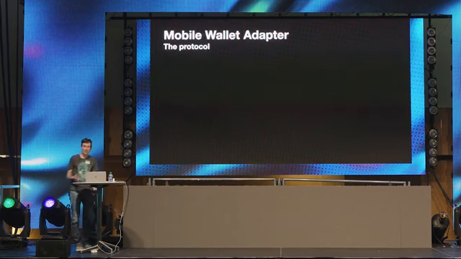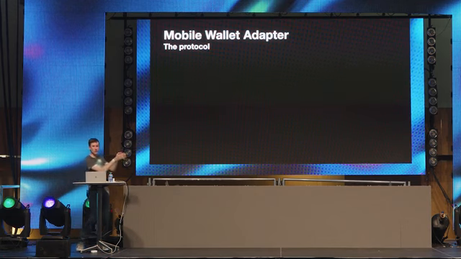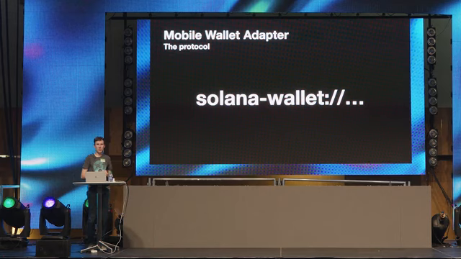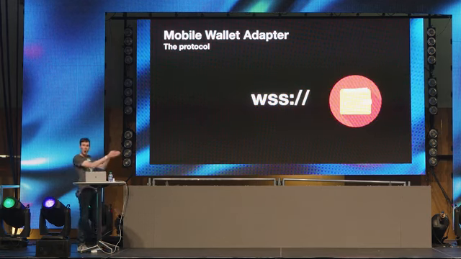Then the last thing I want to deep dive into is Mobile Wallet Adapter and tell you a little bit about how the protocol works. When your DApp wants to make use of any wallet on your phone, it all starts with your app or your web app firing off a special request for this URL, Solana-wallet, either an app link or a universal link on iOS. What this does is pop open your preferred wallet app, and your wallet app opens a WebSocket and starts listening.